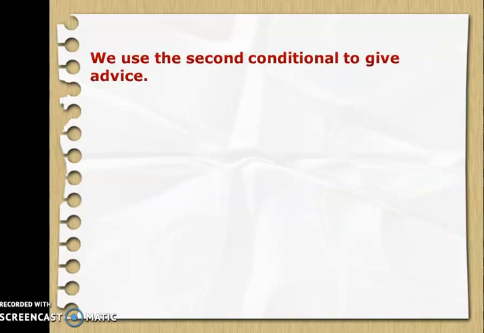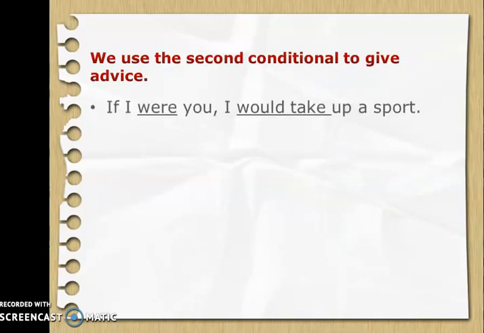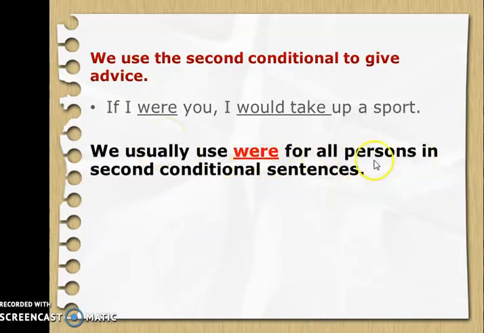We also use second conditional to give advice. If I were you, I would take up a sport. You will be wondering why we use were after I. Isn't it I was? But because we are using second conditional in a sentence to indicate that it is just advice, it doesn't happen. We are only imagining a situation, so you have to use were. So for all persons, whether you are using I or he or she, you always use were. That is, in situations where things do not happen now, and will not happen in the future. You are talking about something that is imaginary.